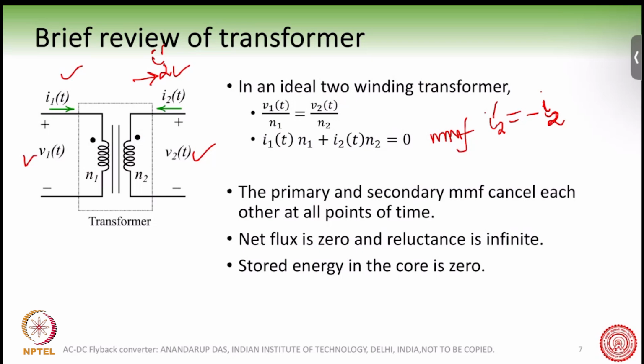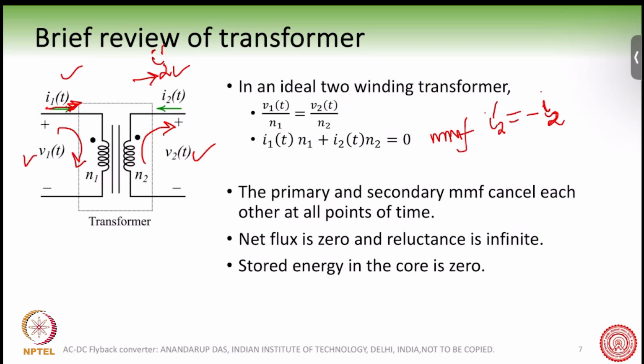And the other property of the dot terminal is that if I1 enters the dot terminal, so if current enters in one dot terminal like this, another current from the secondary side will go out of the dot terminal. Okay, this is the property of dot terminal. So if current enters through one dot terminal, the other current will go out of the dot terminal. Okay, this is very important.